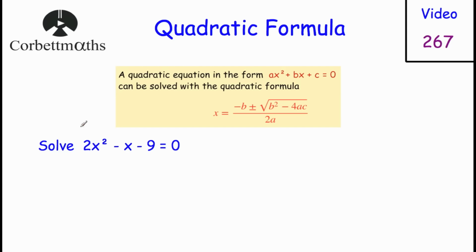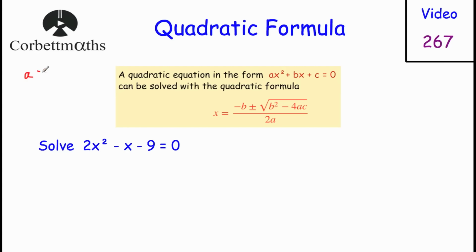And here's our example. We've been asked to solve 2x squared minus x minus 9 equals 0. Now sometimes in a quadratic formula question it will say solve 2x squared minus x minus 9 equals 0 and give your answers to one or two decimal places, and that's a clue that you're going to be using the quadratic formula. So let's label our a, b and c to begin with.